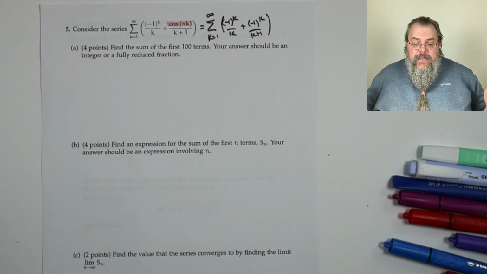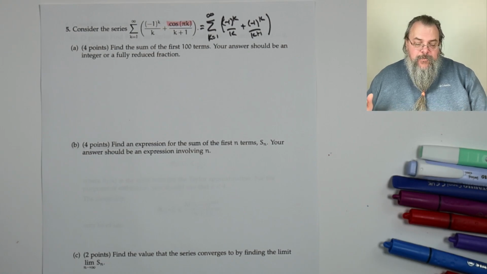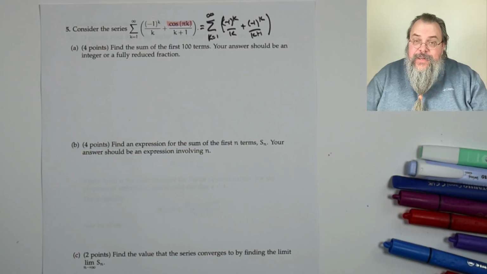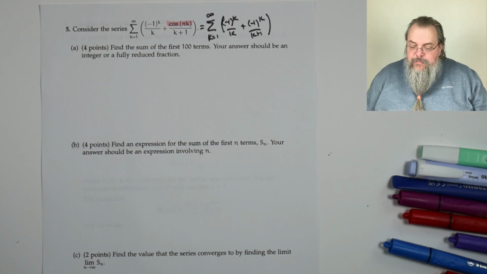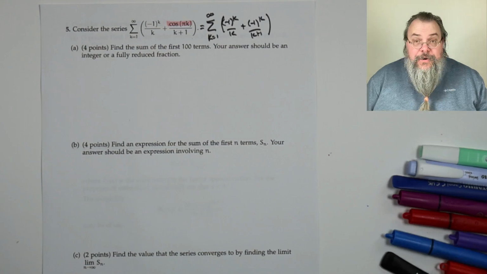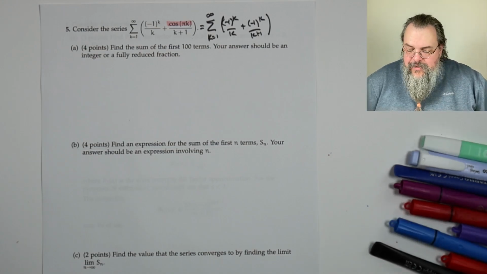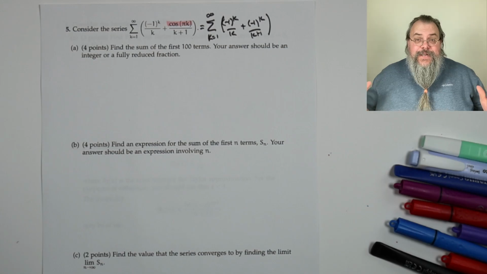All right. Find the sum of the first 100 terms. And your answer should be an integer or a fully reduced fraction. Now, we're not literally going to add 100 things together. That just doesn't seem reasonable. And mathematicians, believe it or not, are reasonable people. And so we know that they're reasonable people. So what's going to be happening here?